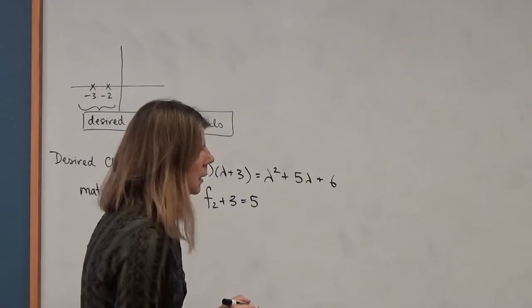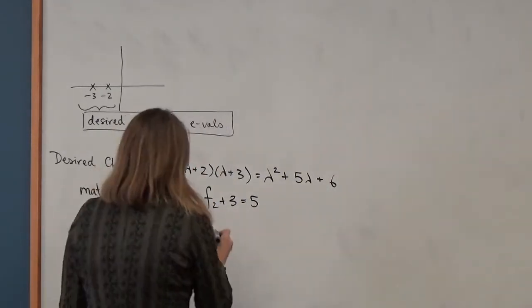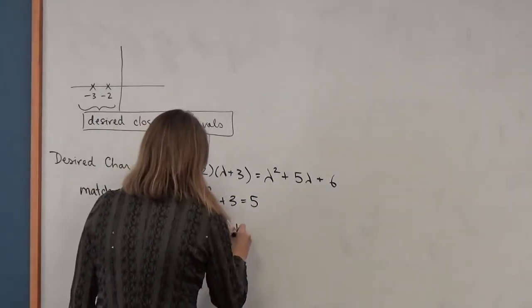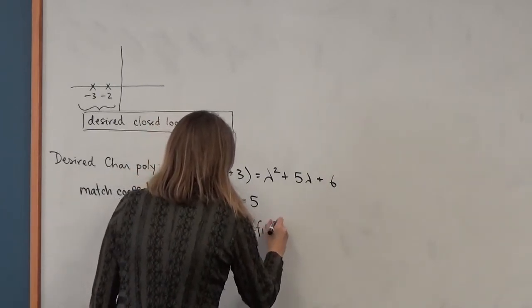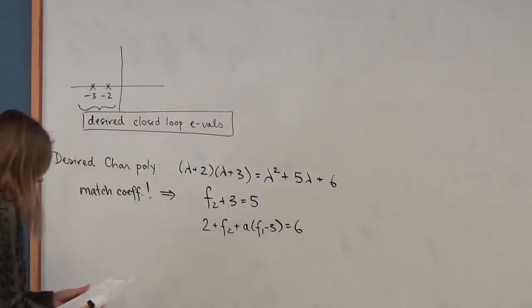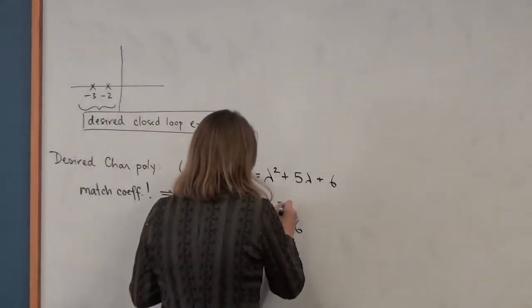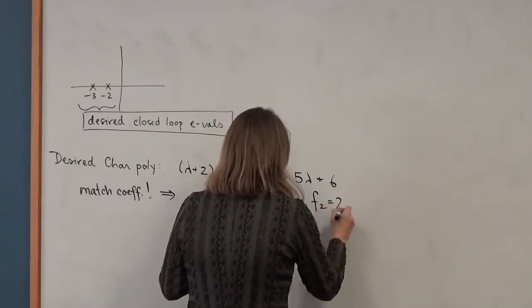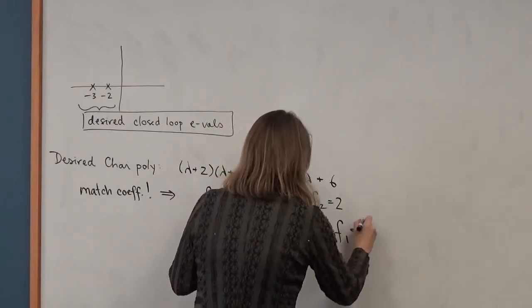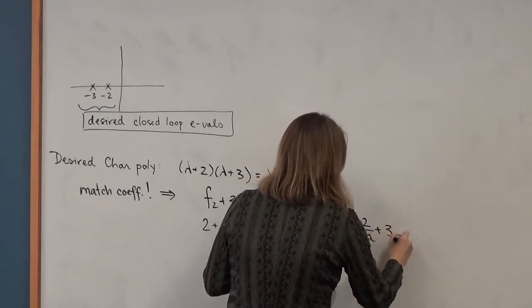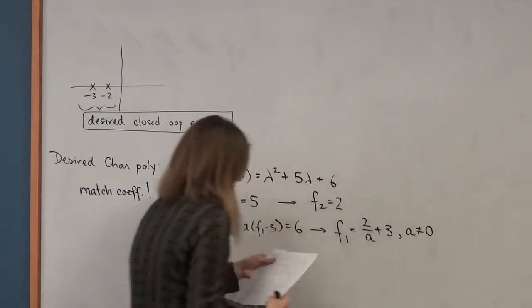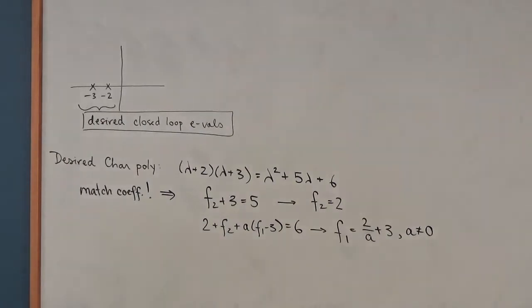And 2 plus F2 plus A times F1 minus 3 is equal to 6. Okay, so you end up with a solution which is F2 is equal to 2 and F1 is equal to 2 over A plus 3, which is obviously only valid if A is not equal to 0. So yeah, we can choose F1 and F2, and that's really just the algorithm. And that's the basics of all this pole placement.